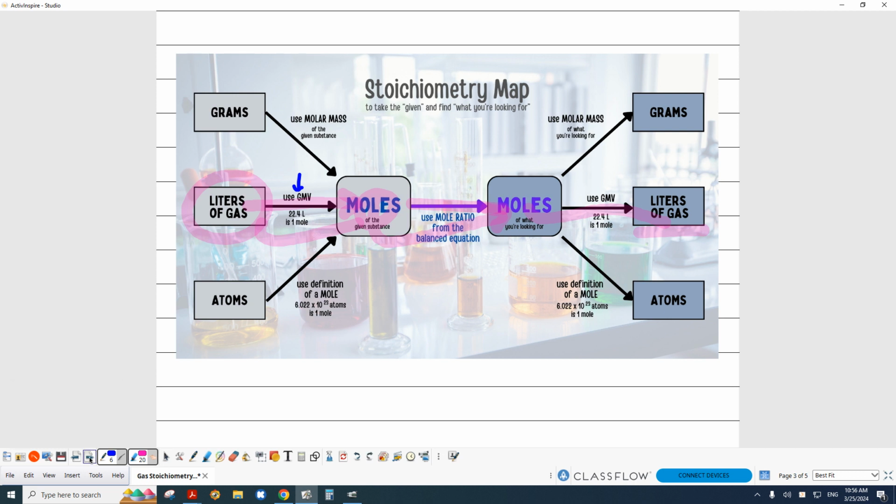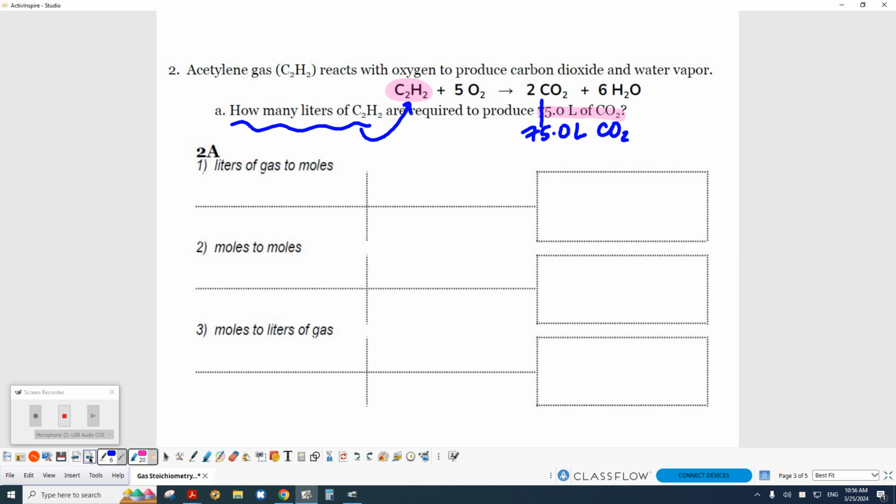So let's try it. The given is 75.0 liters of CO2 gas. And what goes on the bottom is liters of CO2 gas, because we put on the bottom what we're trying to cancel out. And since we're going from liters of gas to moles here, we're going to put moles of that substance, CO2, on the top. And now we realize that we're going to use the GMV, which says that 1 mole of any gas, in this case CO2, is 22.4 liters.